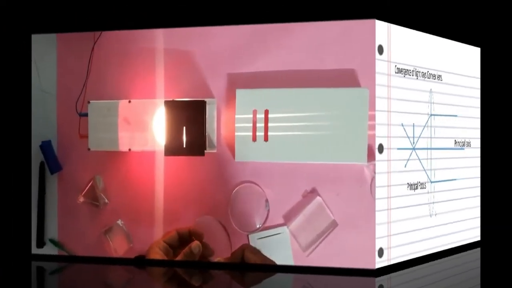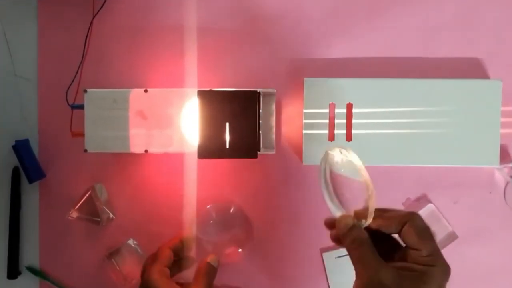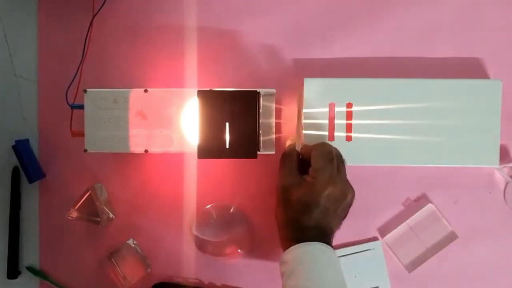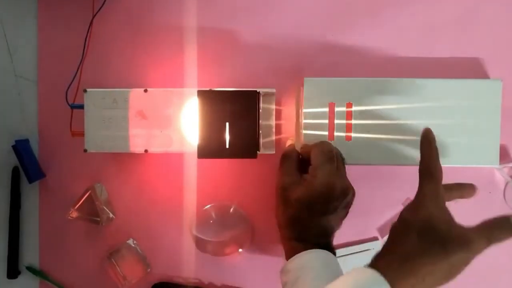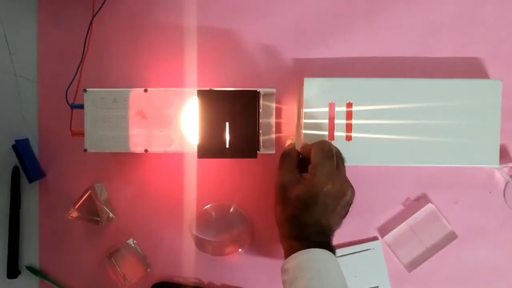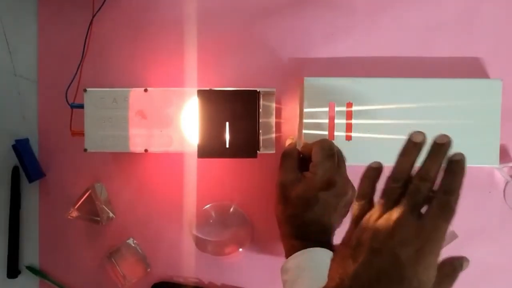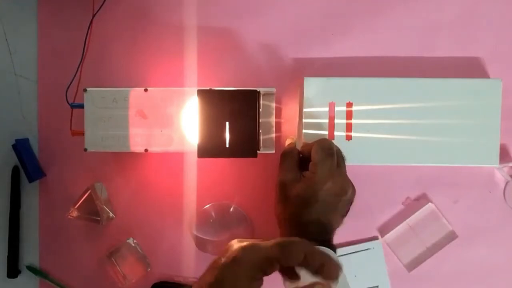Now we are talking about divergence. Look at this. The lights are moving away, the light rays are moving away. So it's a divergence of light rays. Now how to draw this?